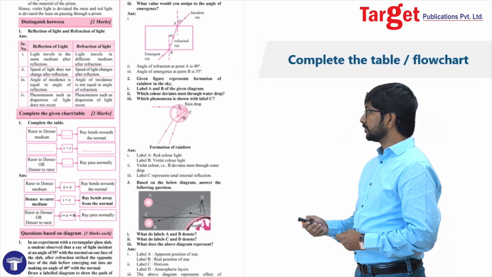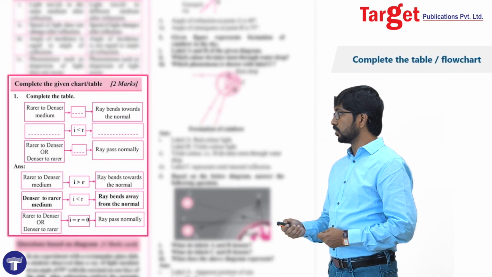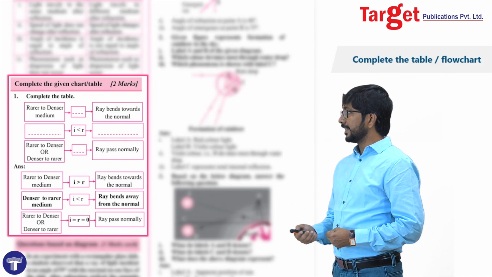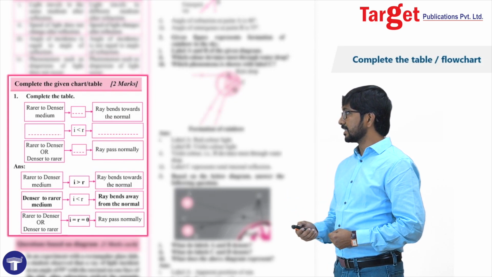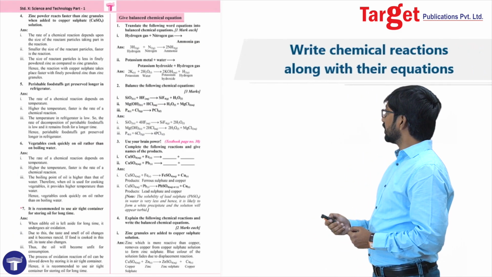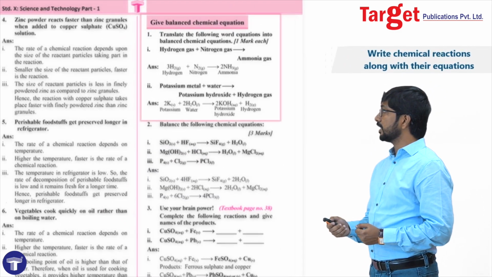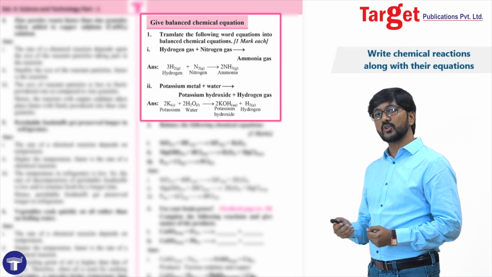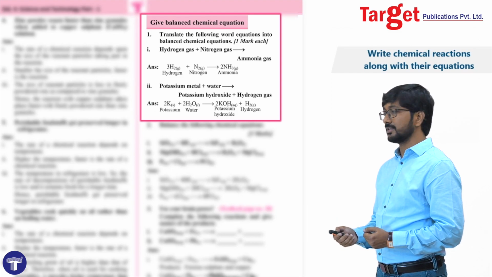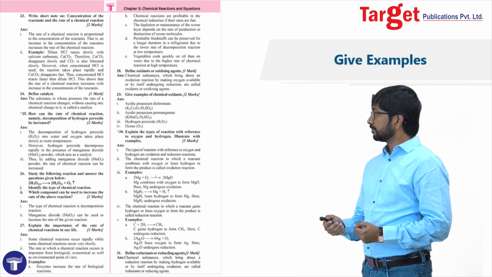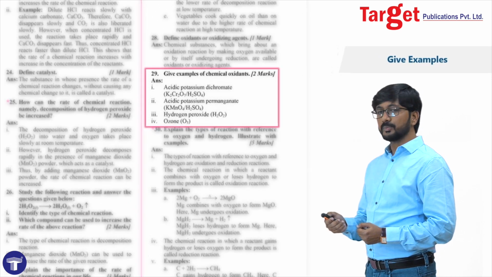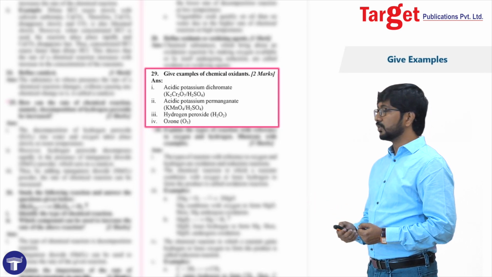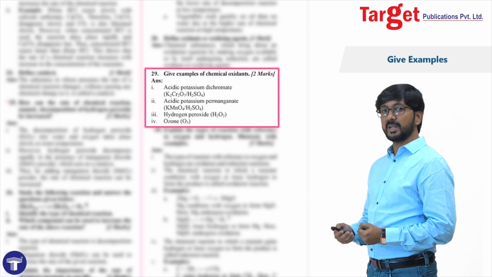Complete the flow chart. Here you would be provided with a flow chart with blank spaces. You are supposed to complete the blanks with appropriate answers. Write chemical reactions. Here, for example, you are provided with word equations and you are supposed to write balanced chemical equations. Give examples. Here you are supposed to give examples of a particular concept. For example, here you are supposed to write examples of chemical oxidants.